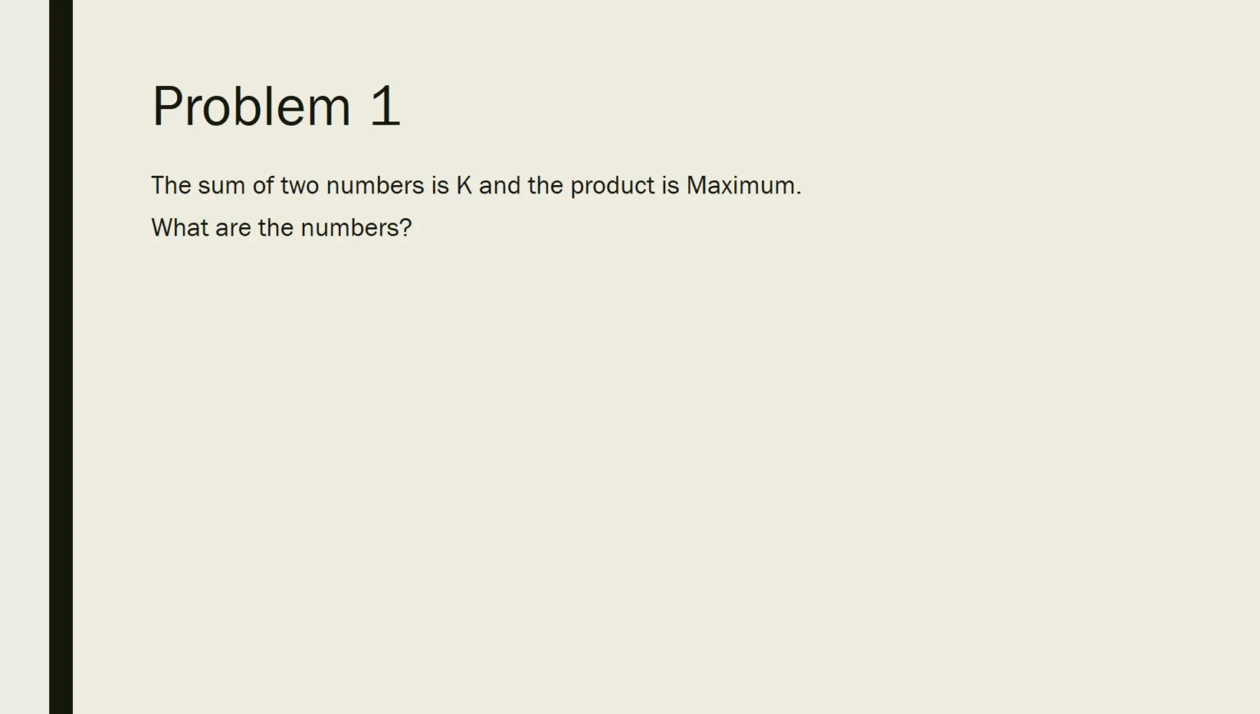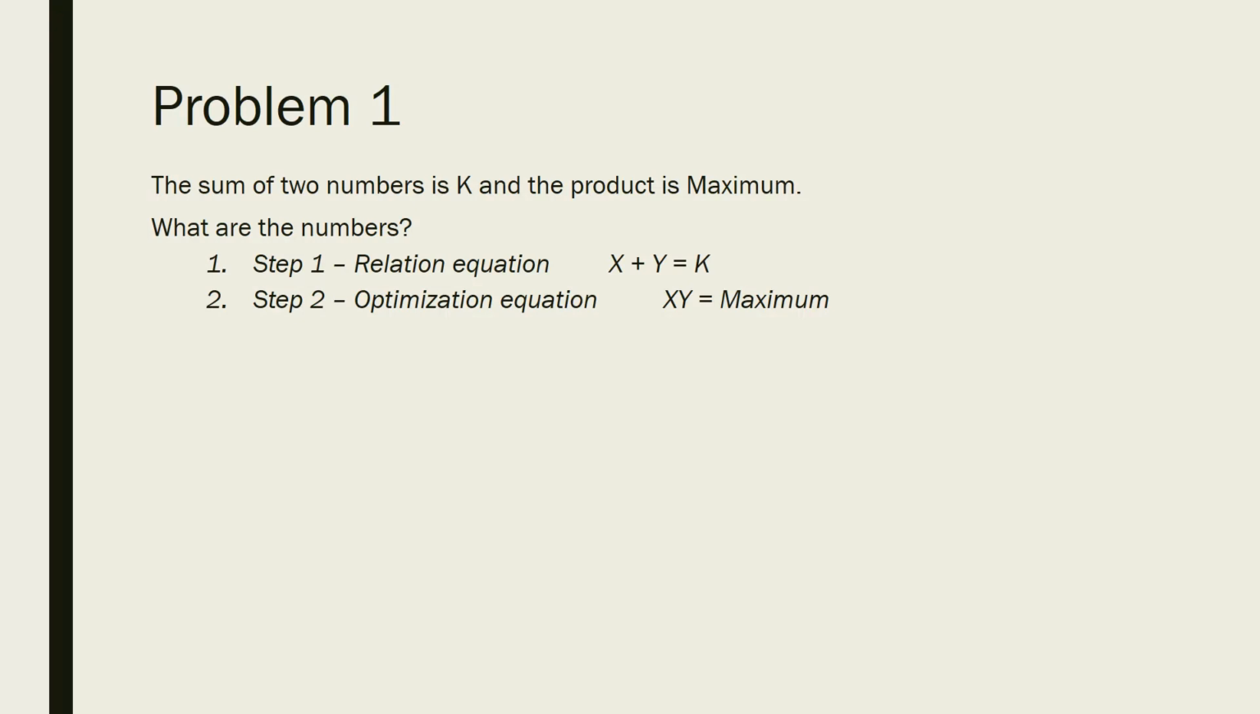Now, let's take a look at problem 1 from our chapter paper by using the steps to solve the optimization problem. The sum of two numbers is k, and the product is maximum. What are the numbers? The first step is to find the relation equation. The relation equation is x plus y equals k. It is given in the question. The second step is to find the optimization equation. The product of x and y equals maximum. It is also given in the question.